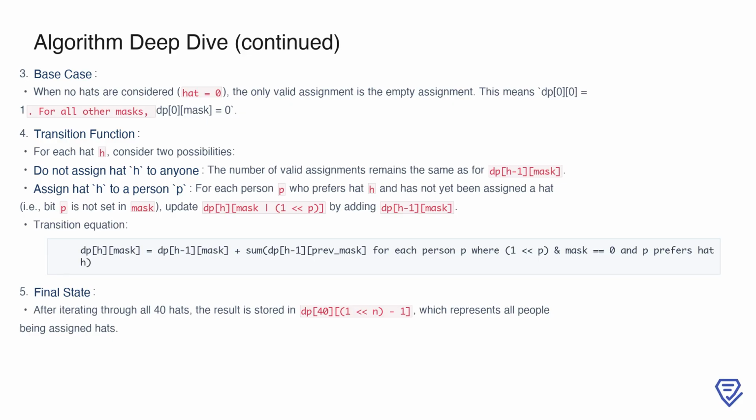This ensures that the new state reflects the addition of this person and their hat assignment. The transition equation captures this as DP[H][mask] = DP[H-1][mask] + the sum of DP[H-1][prev_mask], for each person P where P prefers the current hat, has not been assigned a hat, and prev_mask is the state before assigning the hat. Finally, the result is stored in DP[40][(1<<n)-1], representing all 40 hats considered and all n people assigned.